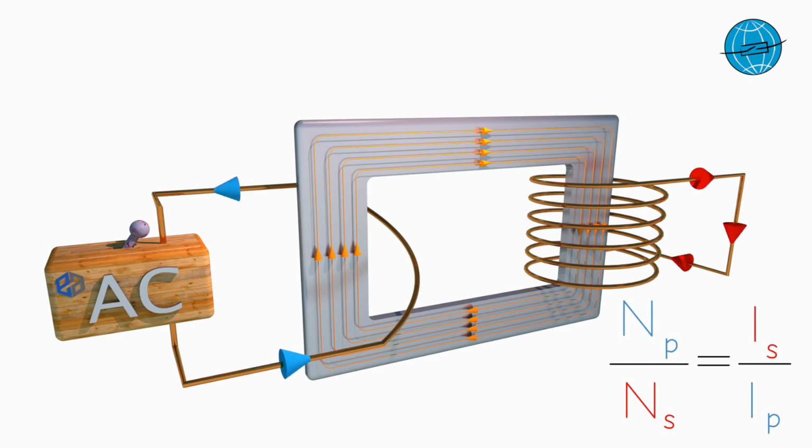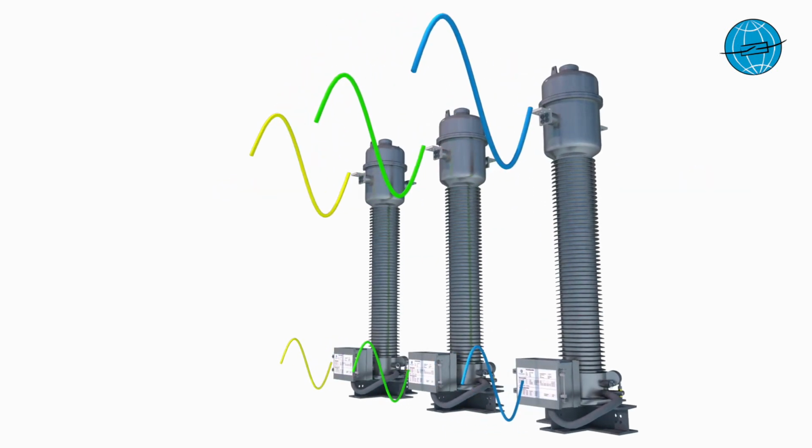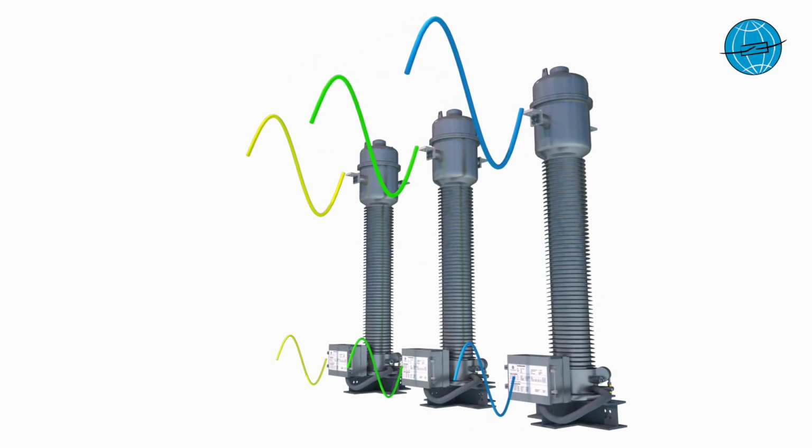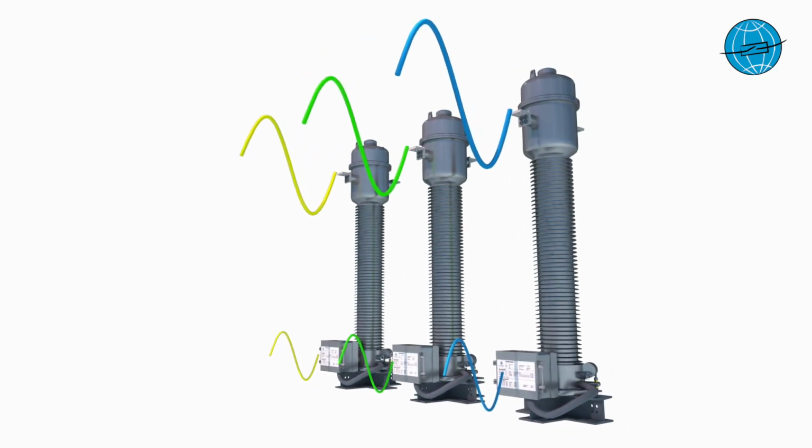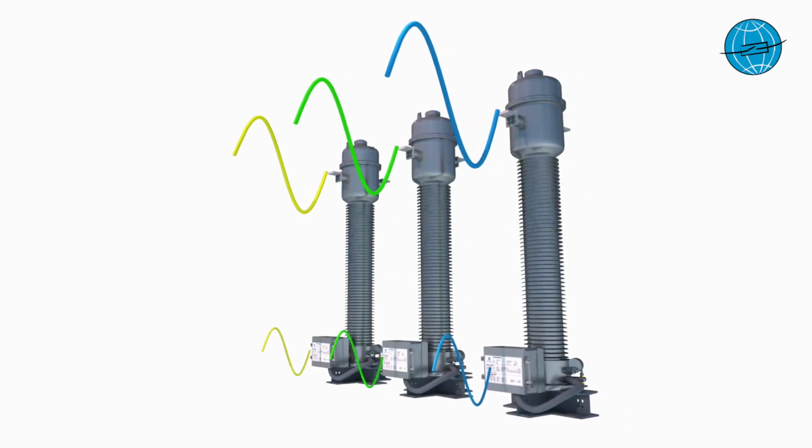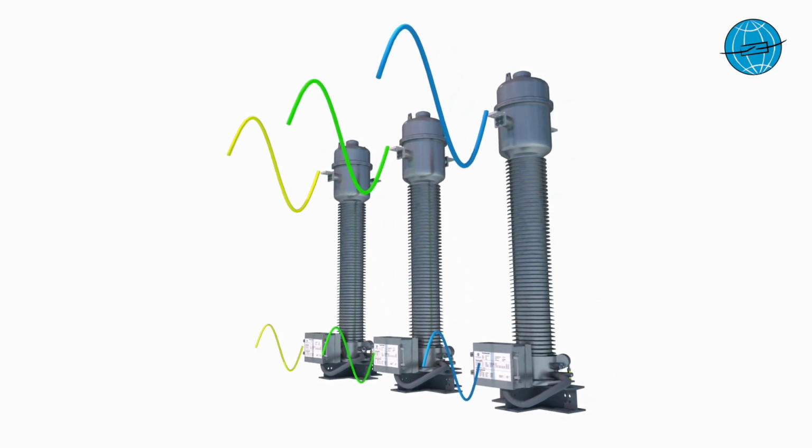Thus, small standardized secondary currents are obtained from large standardized primary currents in order to be processed. In the power supply, one current transformer per phase is used to measure the usually three-phase current systems.